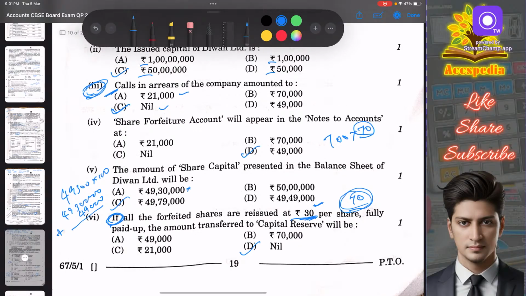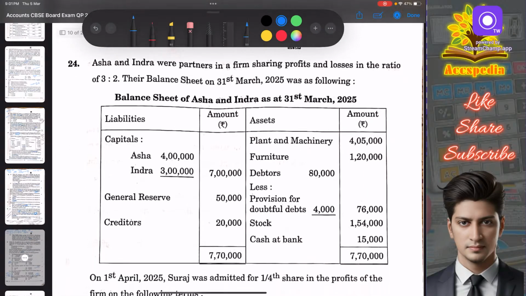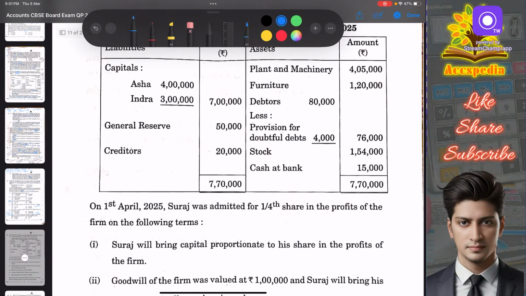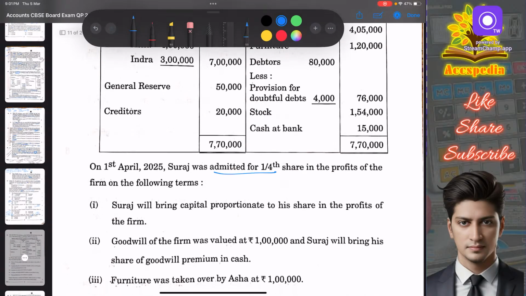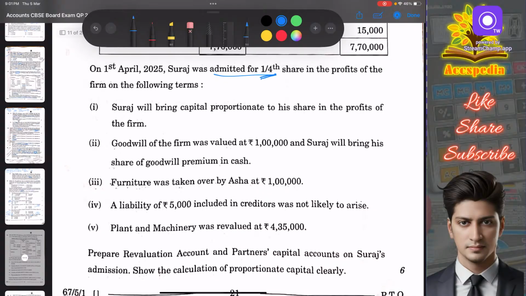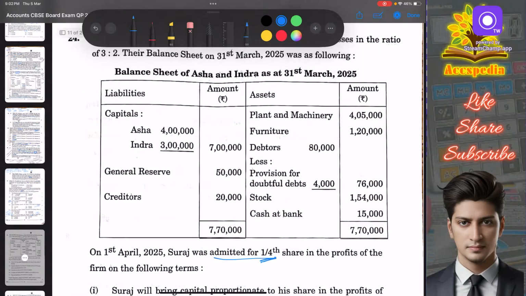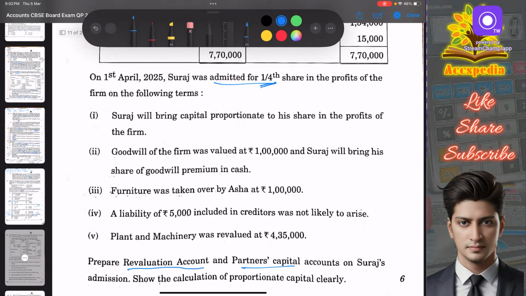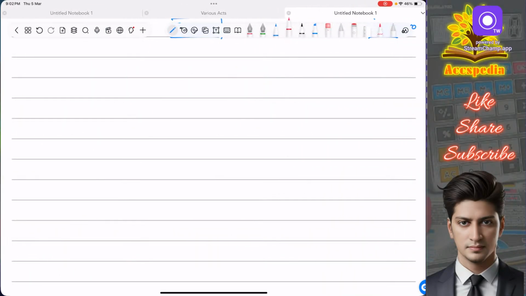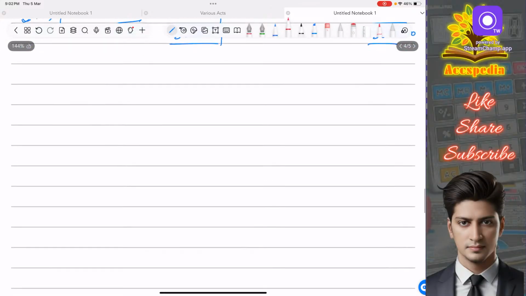So this is the first 6 marks question, and the second 6 mark question is admission. In admission, first check how he got this 1/4, given or not given, and whether the new ratio is given or not given. What they are asking us to do is prepare revaluation account and partners capital account. So don't waste time by reading everything. First they ask revaluation account, so open the revaluation account. Question number 24.